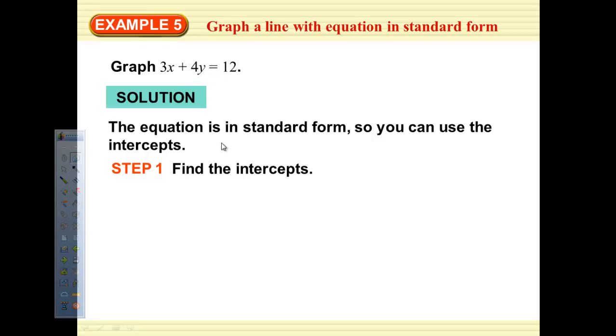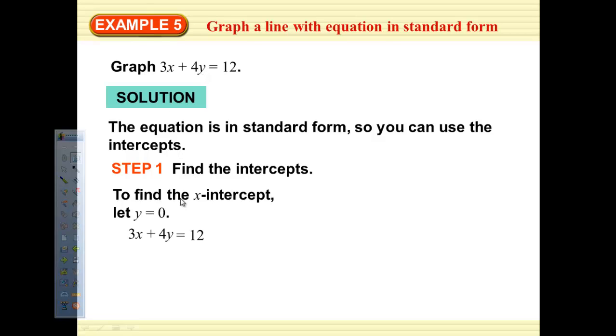And the way we do this is we start off finding the x-intercept by letting y equal to 0. The reason we do that is if a point is on the x-axis, then the y-coordinate is 0. And I'll show you that in a little bit. So we're going to take this 0 and we're going to plug it in for y.